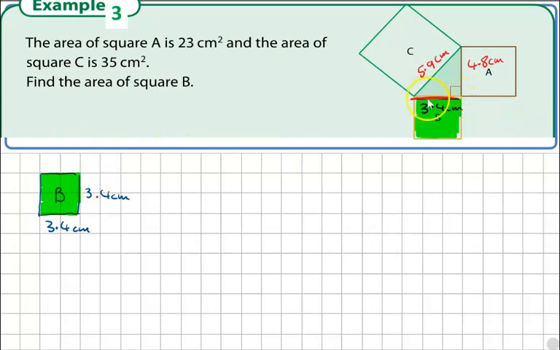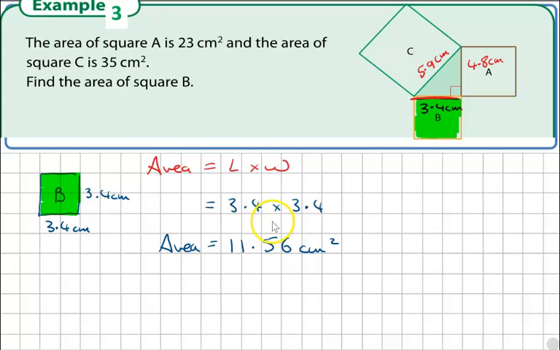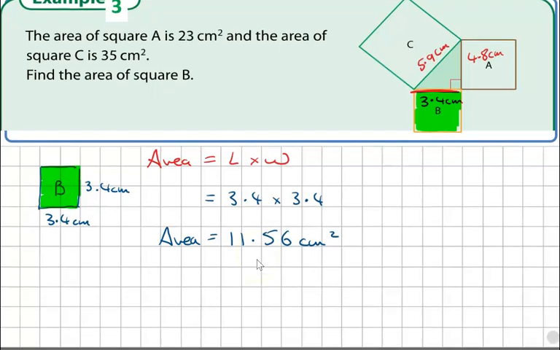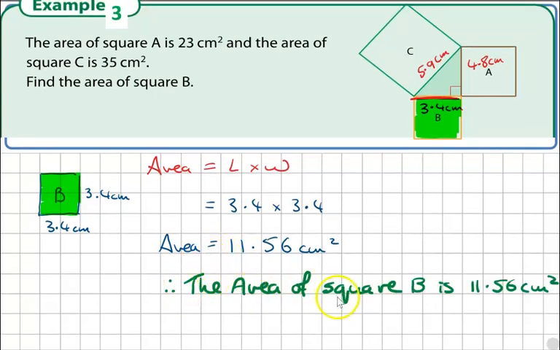If the length of square B is 3.4 centimeters, then the width is also 3.4 centimeters, because with a square, the length and the width are the same. And we know the area of a square is length times width. So it's going to be 3.4 times 3.4, which is 11.56 centimeters squared. So using method 2, we are working out that the area of square B is 11.56 centimeters squared. Therefore, the area of square B is 11.56 centimeters squared.